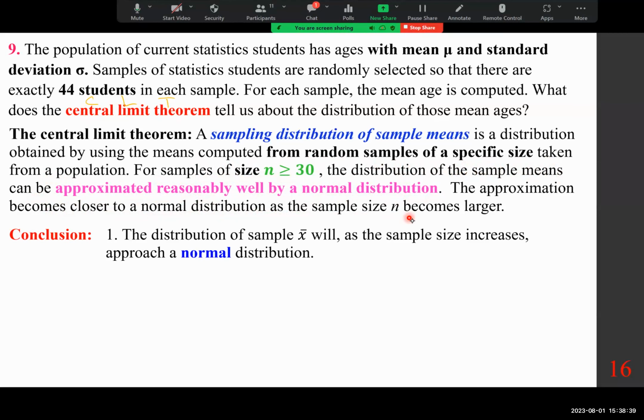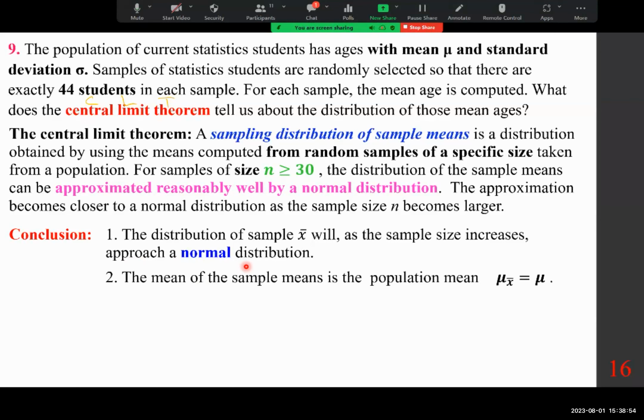Here's the conclusion as a result. The distribution of sample x bar that we looked at in an example on the previous page will, as the sample size increases, approach a normal distribution. The mean of the sample means, the mean of all of those sample means, is the population mean, mu of x bar equals mu.